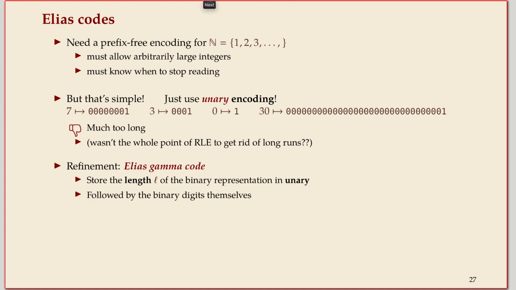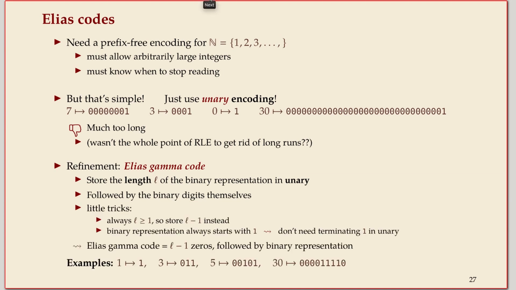The refinement that Elias came up with, and specifically the Elias gamma code is what we'll use. The refinement is, let's keep binary numbers and represent them with binary digits as usual. But before you write down the binary digits, you write down the length of the binary representation. And for that you use the unary code. But that's fine because the length of the binary representation is only logarithmic in the value of the number. All right. So let's see some examples for that.